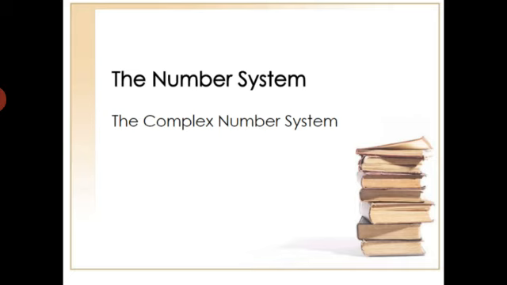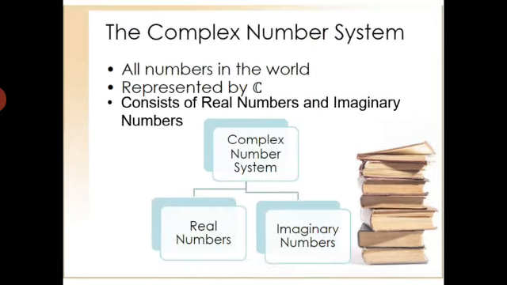So the number system. There are a lot of categorizations or categories of numbers in this world. The biggest of this category is what we call the complex number system. All numbers in the world are represented by C, and C means complex numbers. These numbers consist of real numbers and imaginary numbers. So diagrammatically, we have every complex number system. In every complex number system, we can decompose the numbers or the entries over there into two parts. We will have a real number part and we have an imaginary number part.